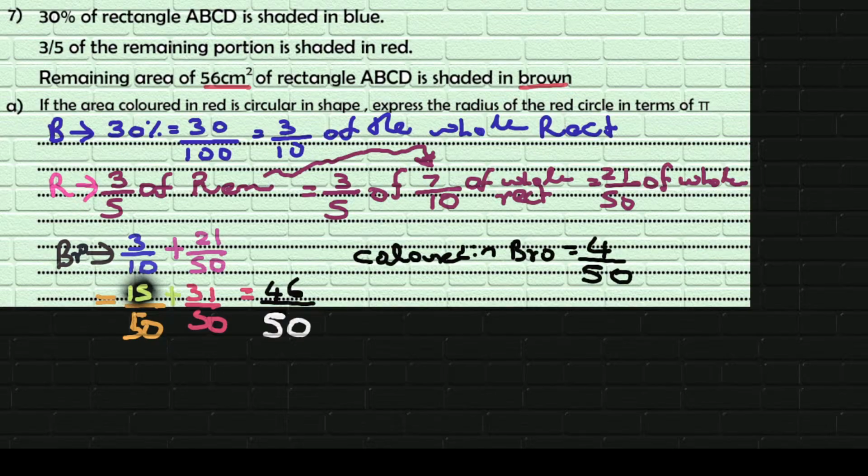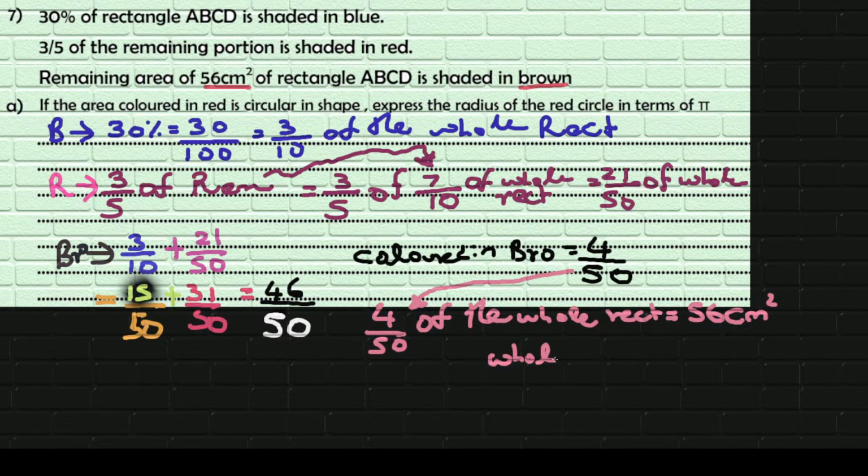So let's see. 4 out of 50 of the entire rectangle, of the whole rectangle, is equal to what? It's 56 square centimeters, because they have said the area colored in brown is 56. So what is the brown area in terms of fraction? It's 4 out of 50. In terms of square centimeters, 56. So now we can find the whole rectangle's area.